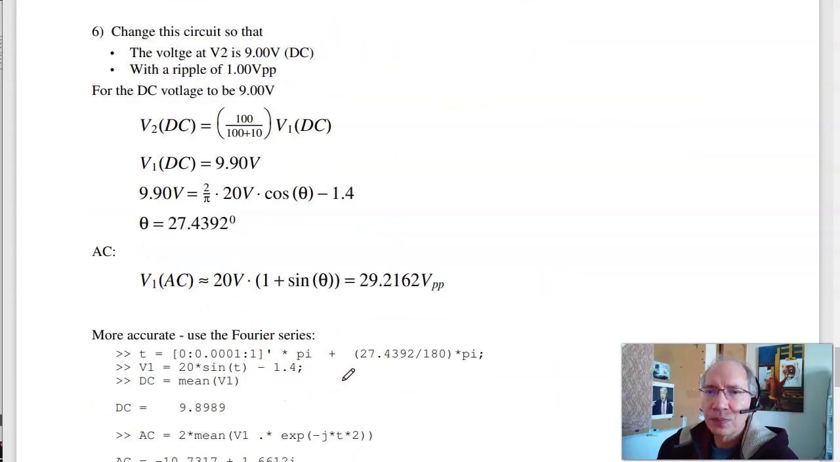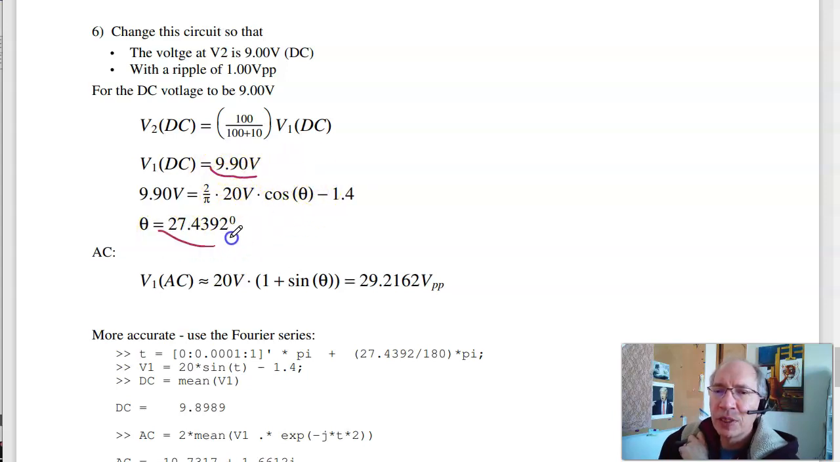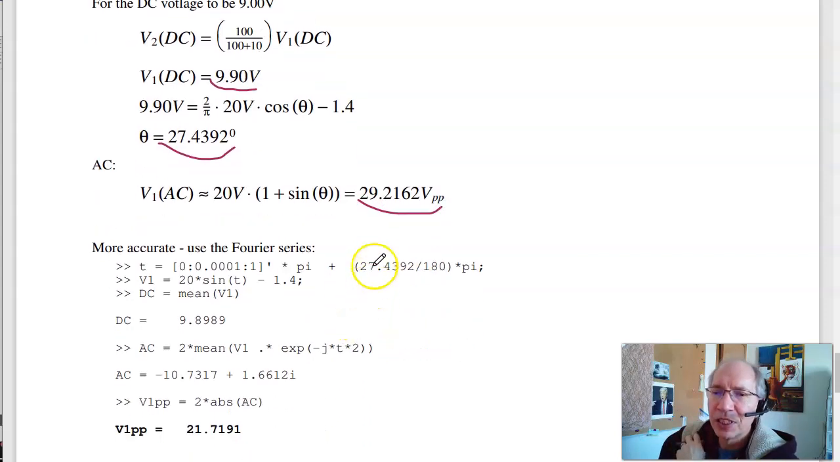Problem 6 is more of a design. Design a circuit that outputs 9 volts DC with 1 volt peak-to-peak ripple. To get the DC term, I know that if V2 is 9 volts DC, V1's got to be 9.9 volts DC. Throw it in the formula, my firing angle should be 27.43 degrees. Using the slightly incorrect formula, that's easy, that says the peak-to-peak voltage at V1 should be 29.2 volts peak-to-peak. It would be more accurate to use a Fourier series, in which case it's actually 21.7 volts peak-to-peak.